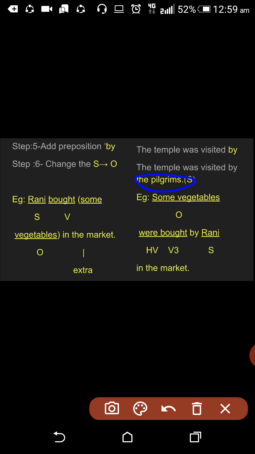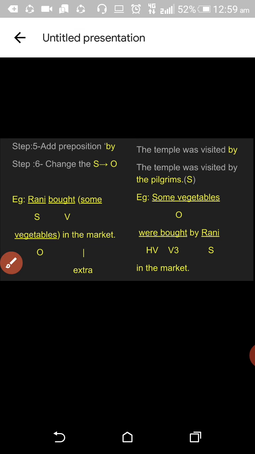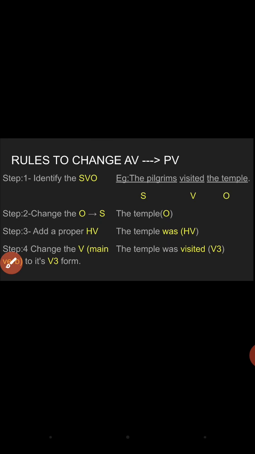So that's all the rules. Let me recall once again. The first rule: you need to identify the subject, verb, object of the given sentence. Then the second rule is to change the object to subject, that is, the object of active voice to the subject of passive voice. Then step 3 is to add a proper helping verb, which you should add based on tense. I told you that I'll explain it clearly later, so for the time being you just know this.